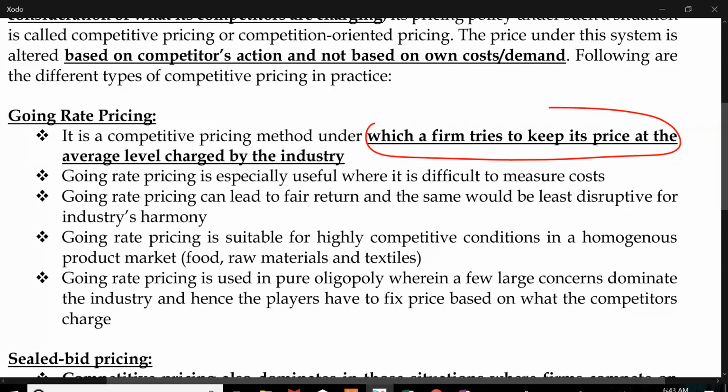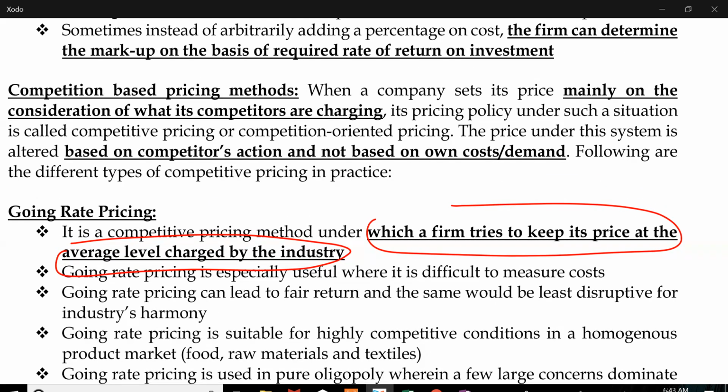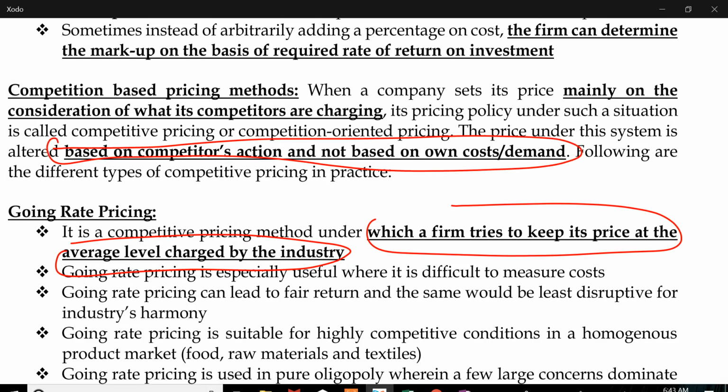Competition pricing is the average level charged by the industry. Clear? Now what is competition based pricing? You change the price based on competitors' action and not based on your own cost or demand. You are not bothered about your own cost. My cost is going up, but I am not changing the price because my competitor is not changing the price. How can I change the price?